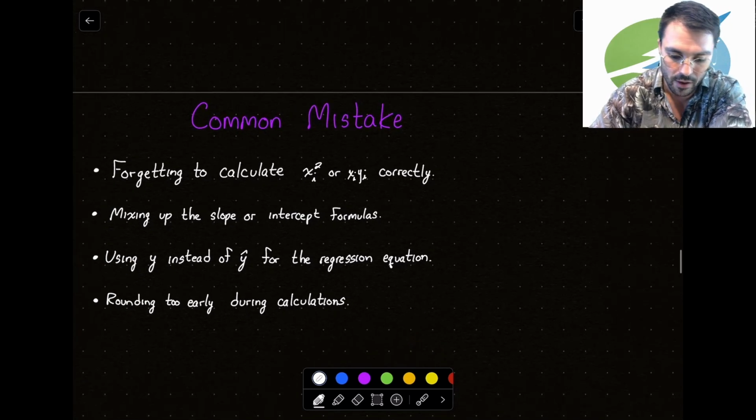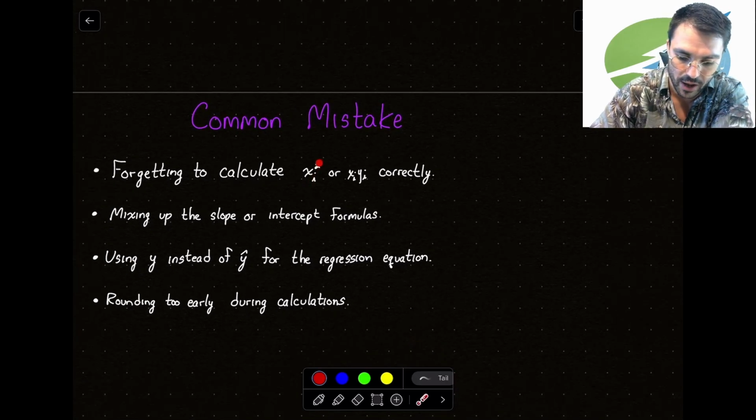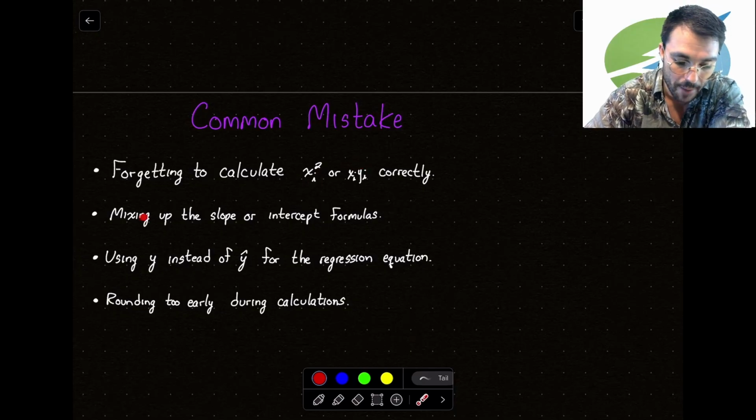You get the idea. Forgetting to calculate the x sub i squared or x sub i, y sub i correctly. I'll write this neater before I upload it. Mixing up slope and intercept formulas. You can't do the intercept formula until you find slope. So you should know if it has m in the equation, it has to be the intercept one.